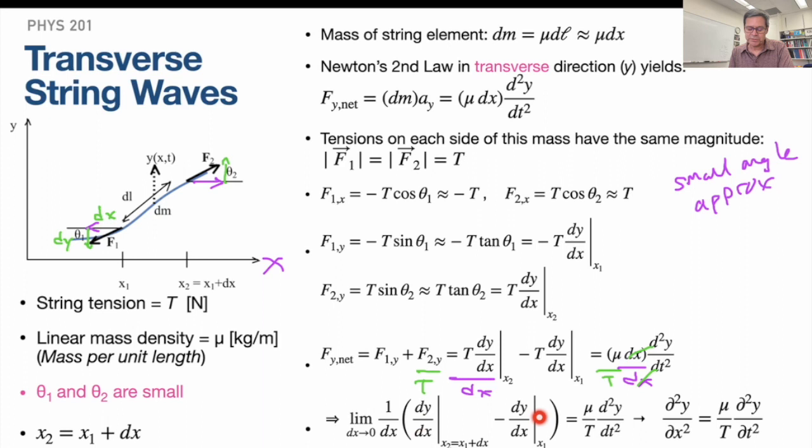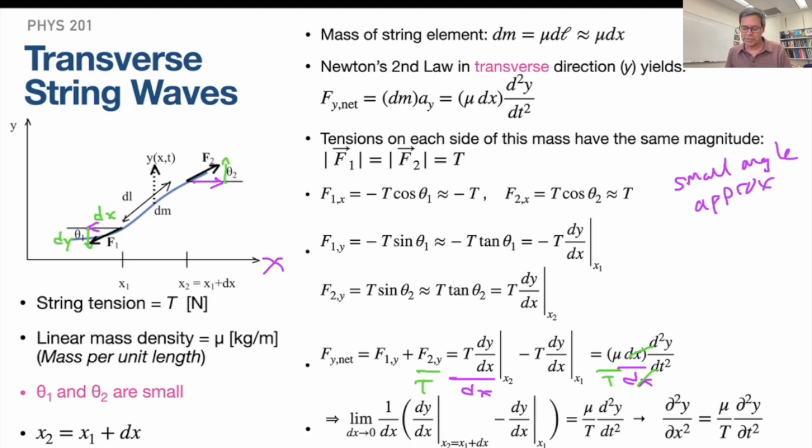This is the difference in derivatives evaluated. This is like two functions: a function dy/dx at x1 plus dx minus the same function dy/dx evaluated at x1. That over dx is the definition of a derivative: the function at x plus dx minus the function at x, over dx. So this is a derivative of this function, but the function itself is a derivative, dy/dx. So this is two derivatives of the position y with respect to x. That's what we're showing here when we let dx go to 0.